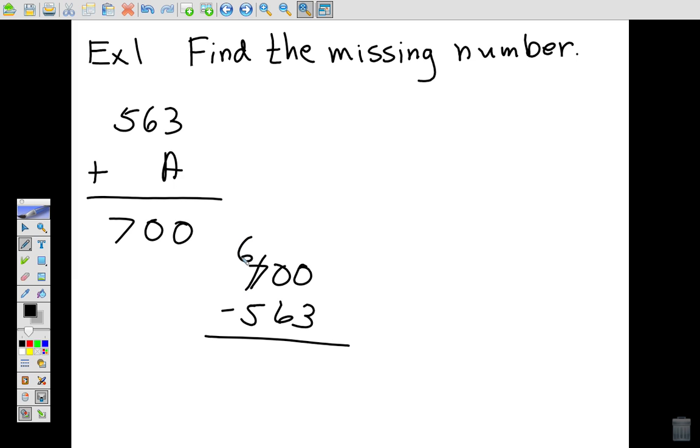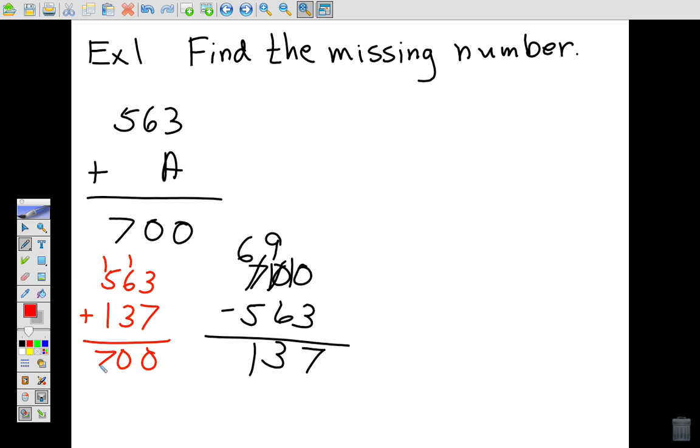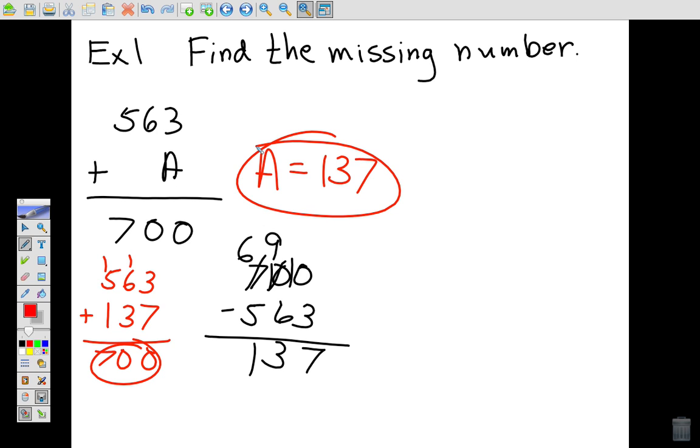And I'm going to go through my borrowing process. And I get 137. Now, would it make sense that 563 plus 137 would be our 700? Let's see. And we find out it is. So my answer then is A is equal to 137. So it works out where I can get that answer. And we use the inverse operation of addition to get that, which is subtraction.